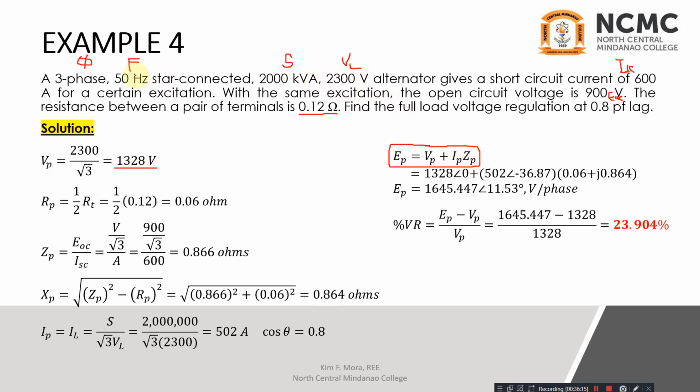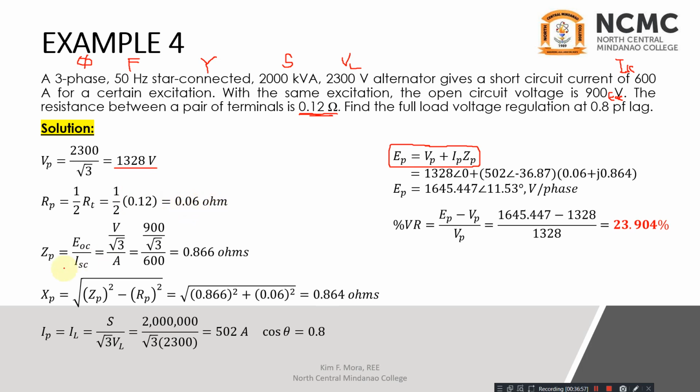So using the formula, since this is star connected, or Y connected, the other one is delta connected. So this is star connected or Y connected, and what we use is RP equal to 1/2 times RT, not 3/2, because that one is for delta. So we have 1/2 times 0.12, the resistance between the pair of terminals, RT. So RP is equal to 0.06 ohms.